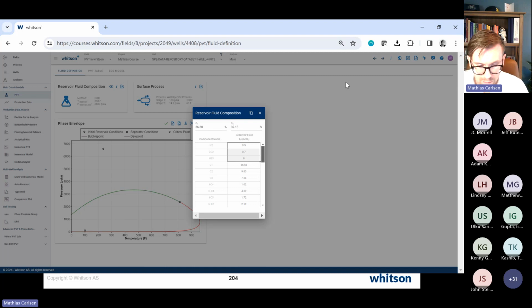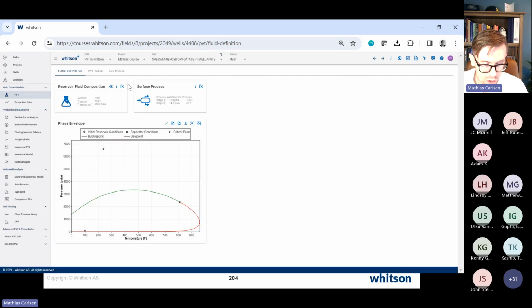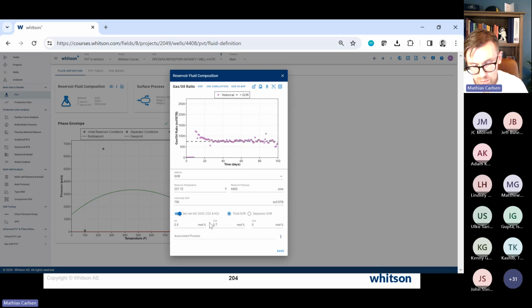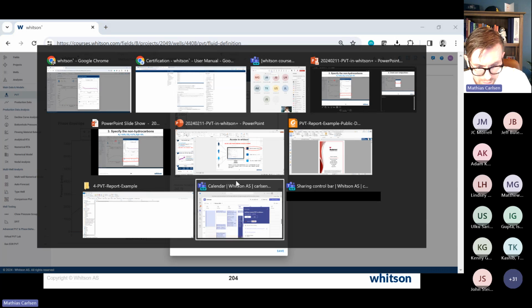If you want to make it more accurate, to input those numbers, you could probably look at your sales gas compositions, and typically they will have information about those components, and they're so light that they will always be in the gas stream and not in the oil stream. Thank you. Yeah, 100%.